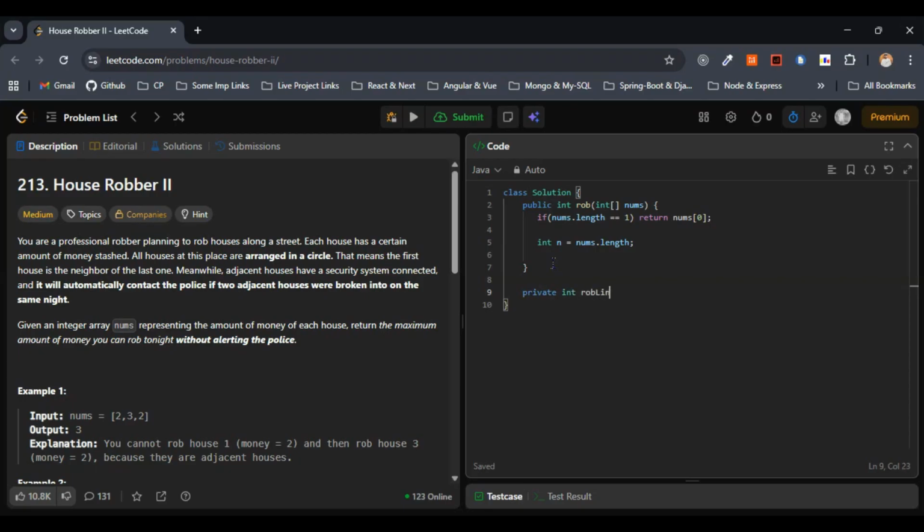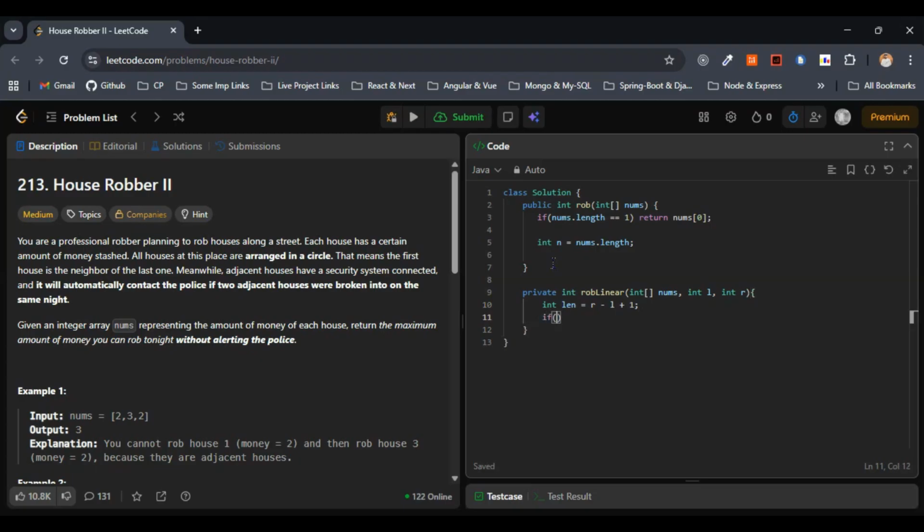Let me name this one robLinear. I go with int[] nums, and also int left, int right. First, let's go with the length of the segment. This one will be length equals R minus L plus 1.